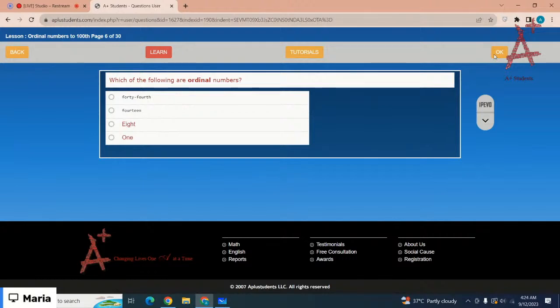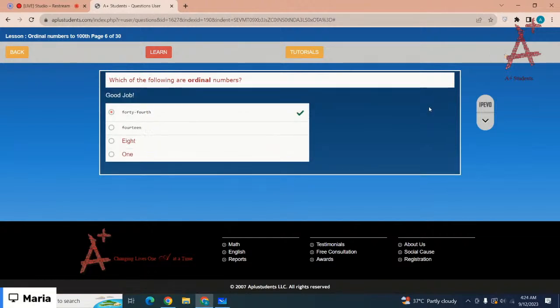The correct option is, yes, option number 1 is the correct option. The only ordinal here is 44th, right?